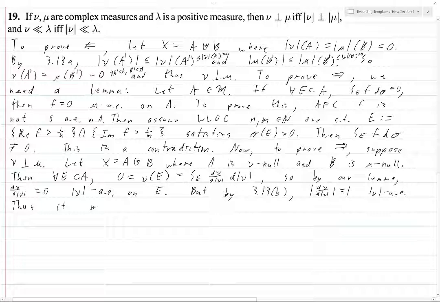Thus it must be that nu of A equals 0. That's the only way to reconcile these two facts. Right? You know what? Do we even need E? You don't even need E. Just get rid of it.